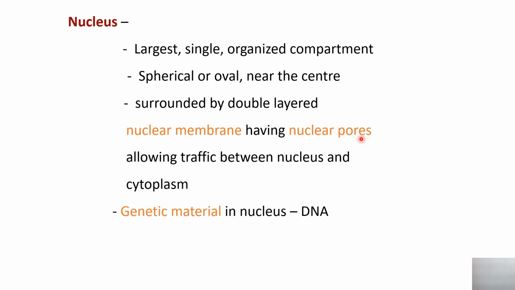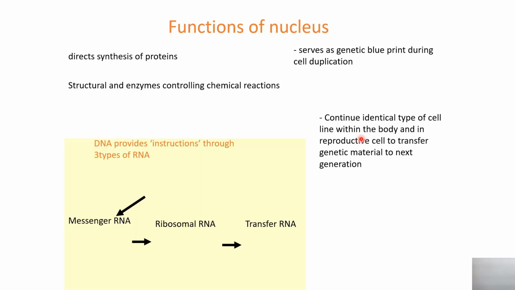The nucleus is the largest single organized compartment, spherical or oval, near the center, surrounded by a double layer. The nuclear membrane has nuclear pores, allowing traffic between the nucleus and cytoplasm. The genetic material is DNA. Now, what is the function of the nucleus? It directs synthesis of proteins, serves as a genetic blueprint during cell duplication, and makes structural enzymes controlling chemical reactions. It continues identical types of cells within the body, and in the reproductive cells it transfers genetic material.